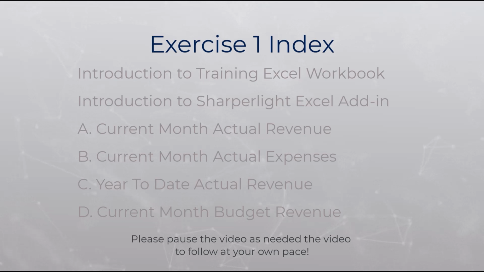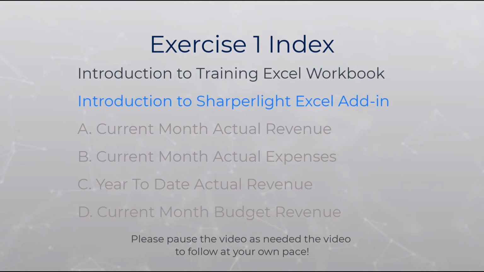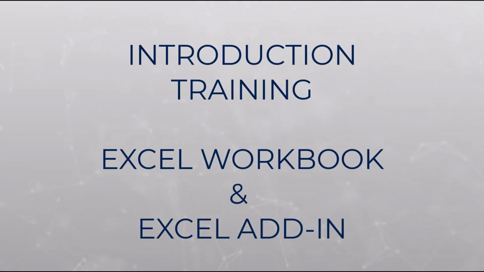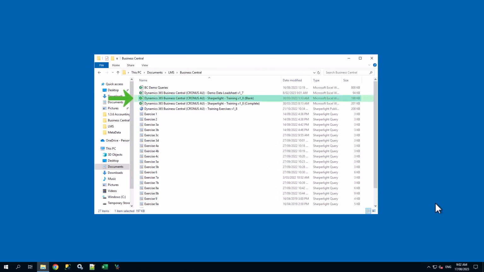Exercise 1 has 4 parts, A to D. This exercise gives an introduction to the Training Excel workbook, a brief introduction to the Sharperlight Excel add-in, then we create Sharperlight value formulas with each part. All the exercises are to be done on the Excel workbook named Dynamics 365 Business Central Kronos AU Sharperlight Training.